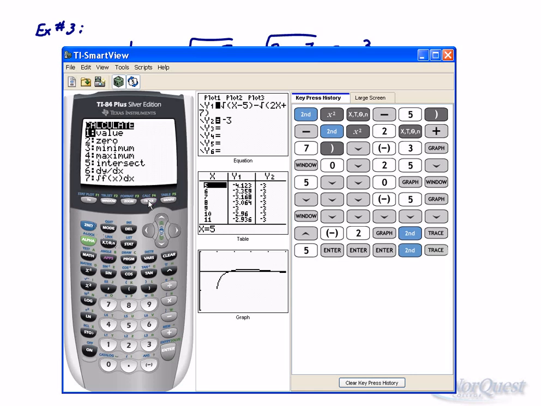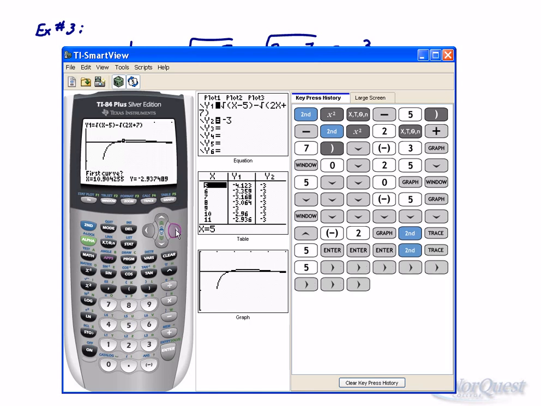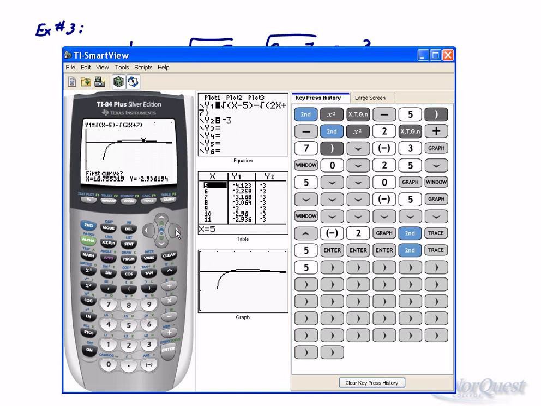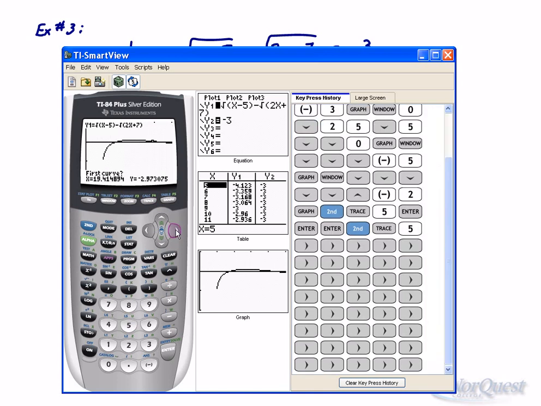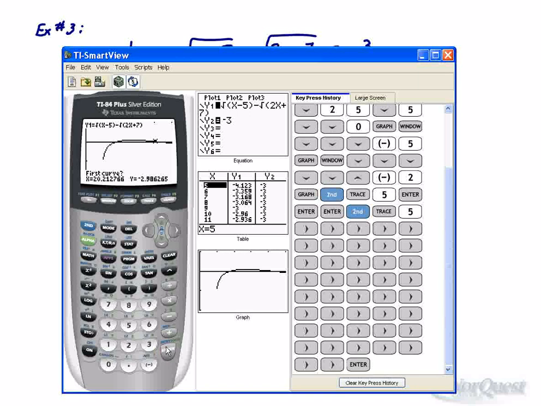Let's try this again. Second function trace, 5 for intersect, but this time move our cursor a little closer to the other point of intersection because the calculator always defaults to the one on the left. Then go enter, second curve, enter, guess, enter, and it looks like we also cross at x equals 21. So there's two solutions to this question: x equals 9 and x equals 21.